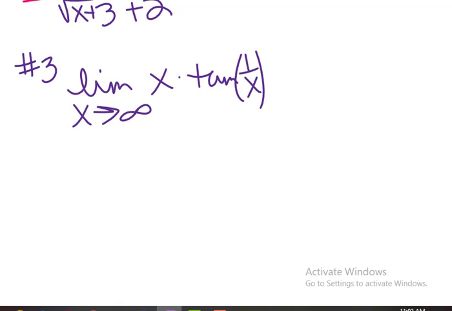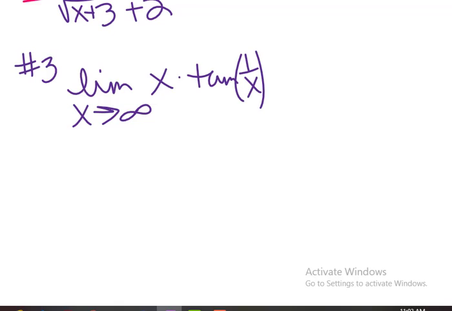All right. Well, right now, if we substituted this, the limit of x as x goes to infinity goes to infinity. And for the tangent of 1 over x, well, as 1 over x goes to 0, we have tangent of 0. So things don't really work out because we have infinity times 0.